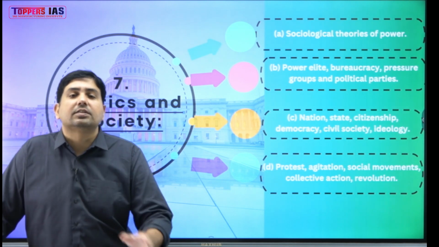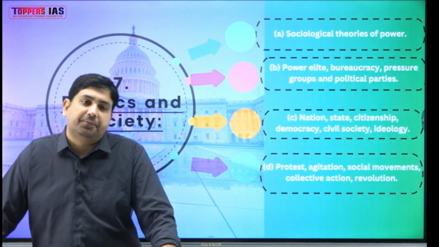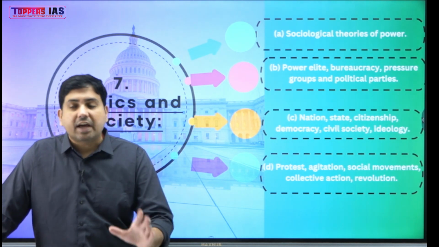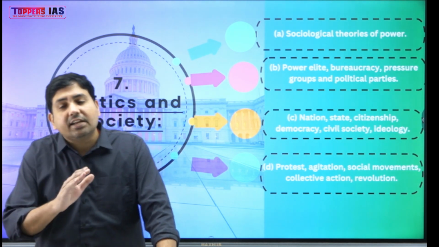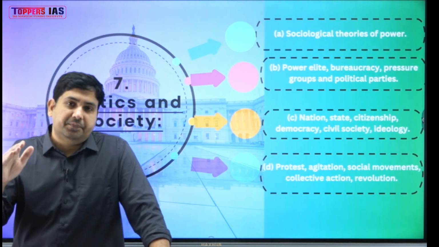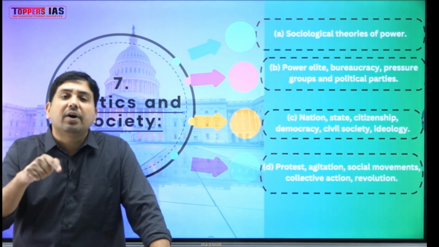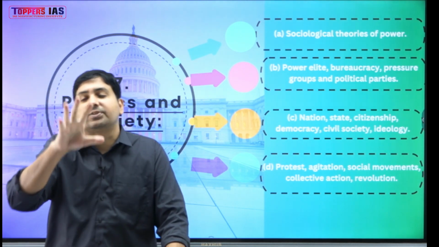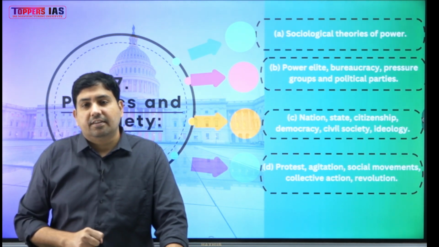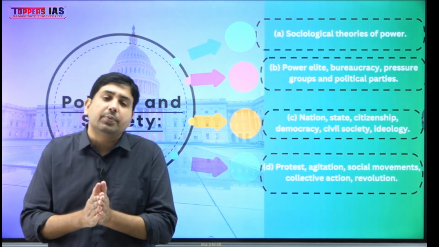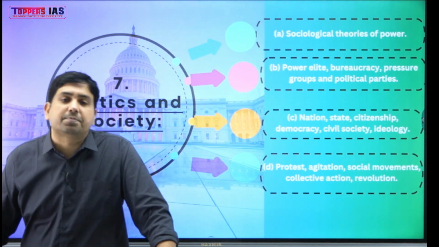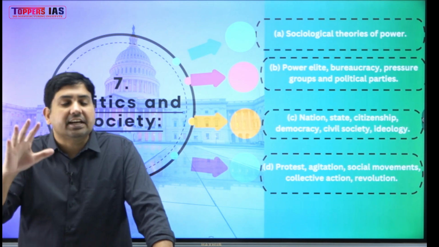Politics and Society, or say political sociology. Now this chapter tries to explore how power is distributed and how power is exercised in society. And it also tries to explore the relationship between various social groups and the political system.